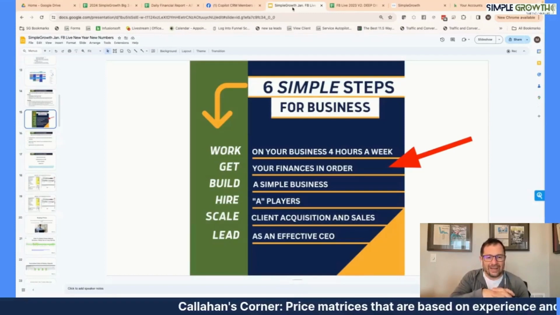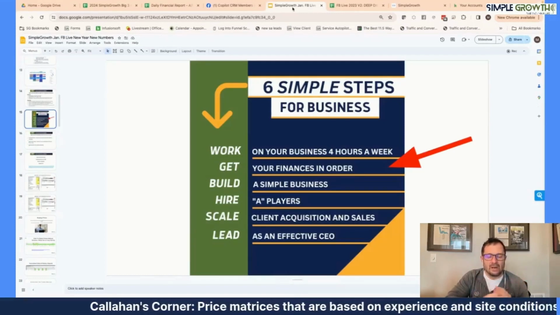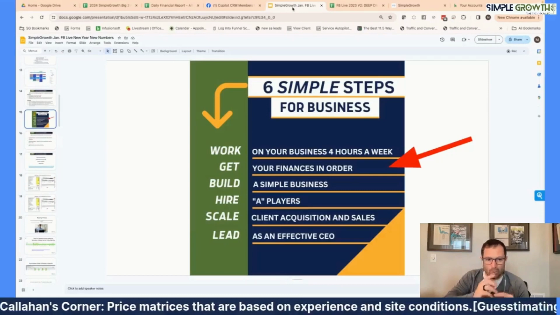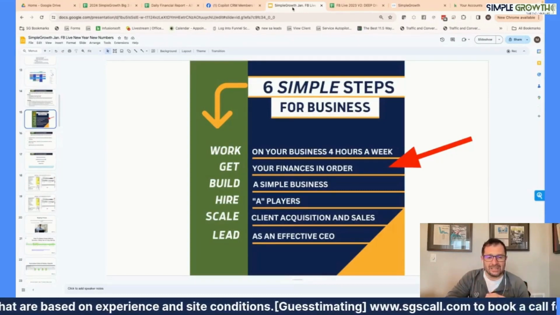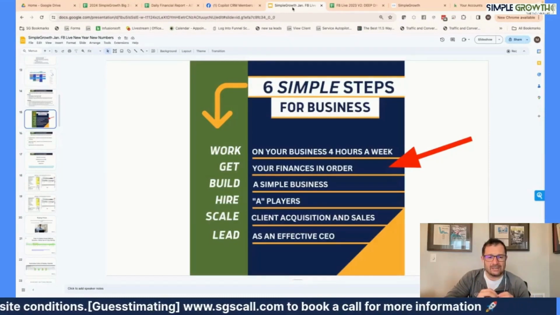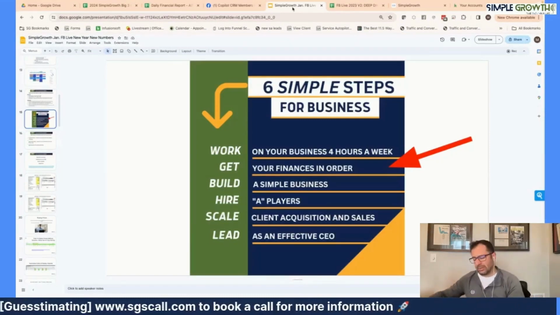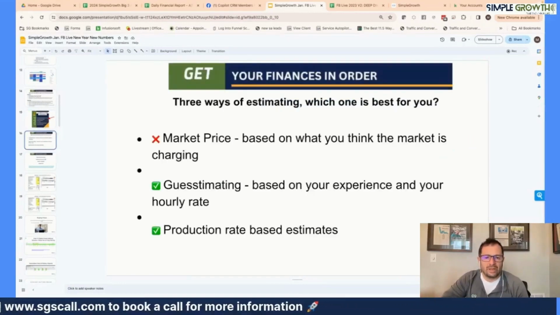Also, along in getting your finances in order, as we teach this to our scale group with one-on-one coaching, knee to knee with company owners that are still running 7-figure businesses in the United States and Canada, we go in and talk about the 3 ways of estimating. And that's exactly what Josh has brought up here and I want to talk about. So when we get our finances in order, there are 3 ways of estimating that we look at.